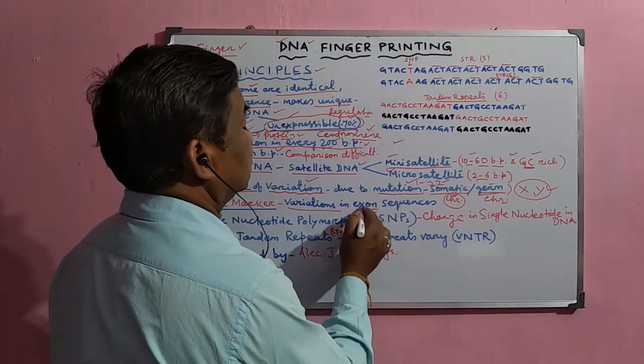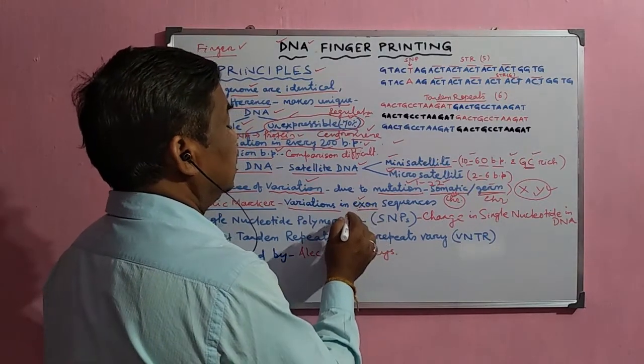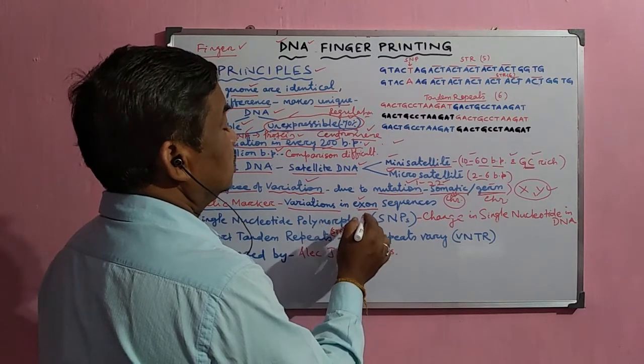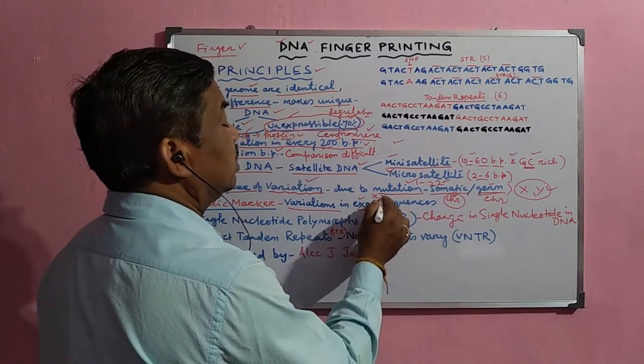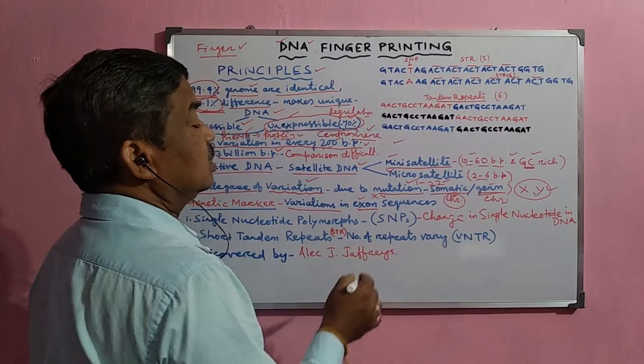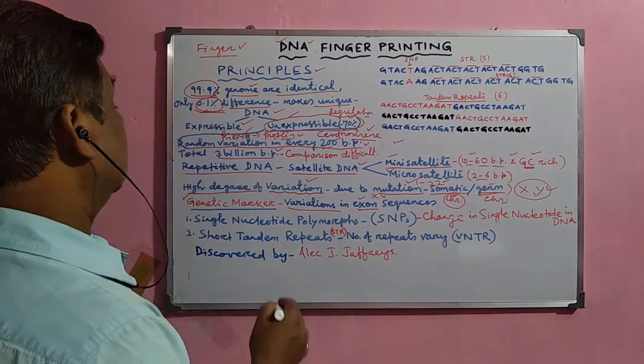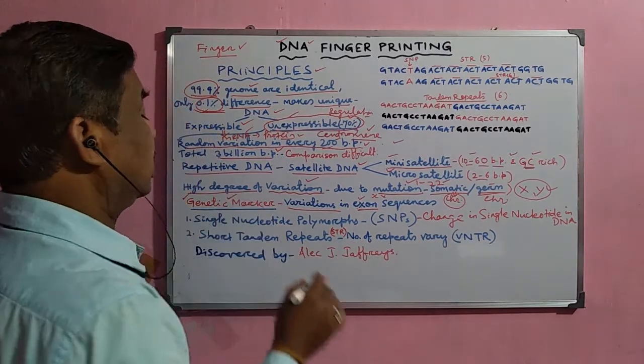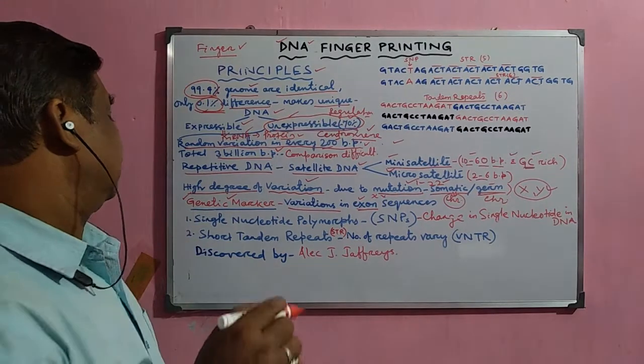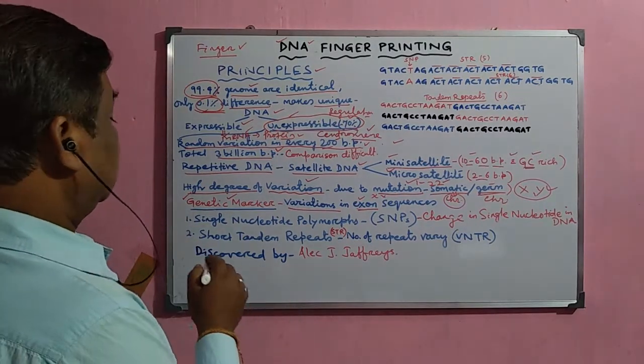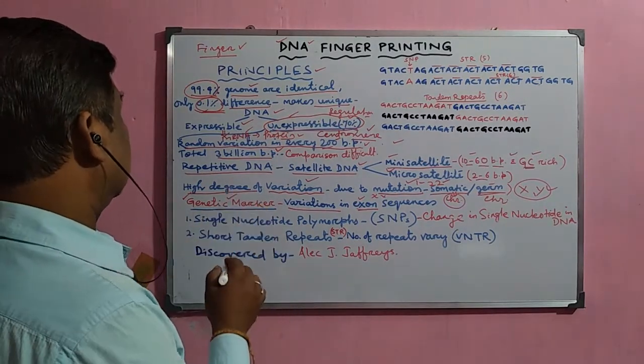Exon and intron regions are there in the case of mRNA. There are some regions which normally do not code for any protein. So these sequences are normally used as the genetic marker for the individual. Now, these genetic markers are of two types.